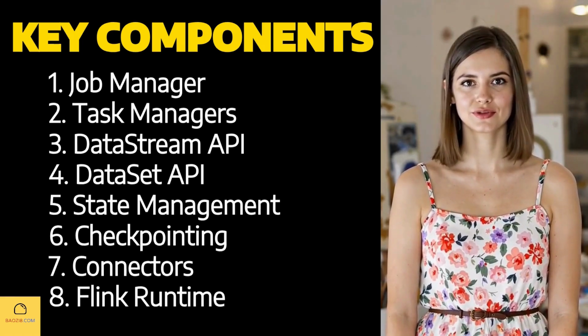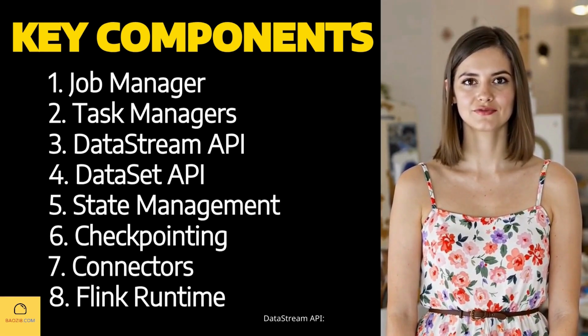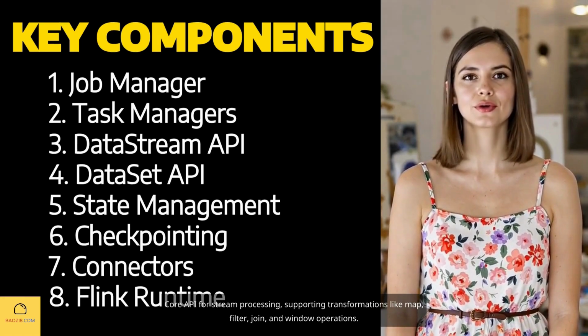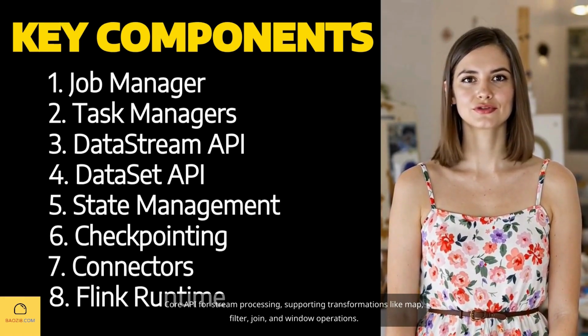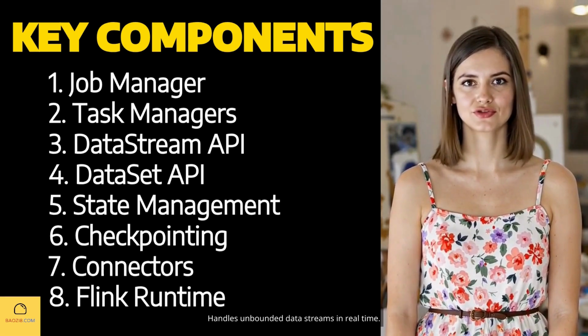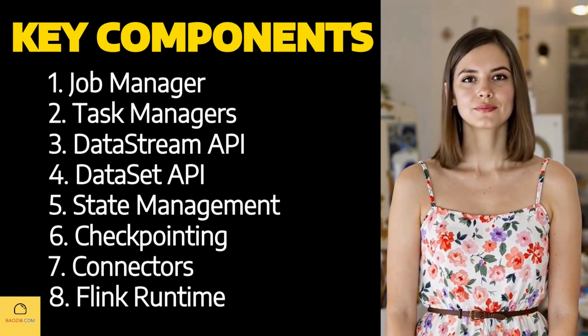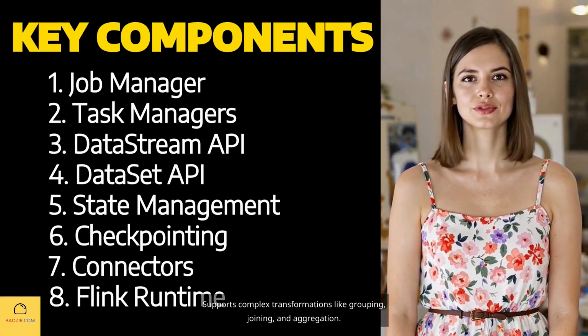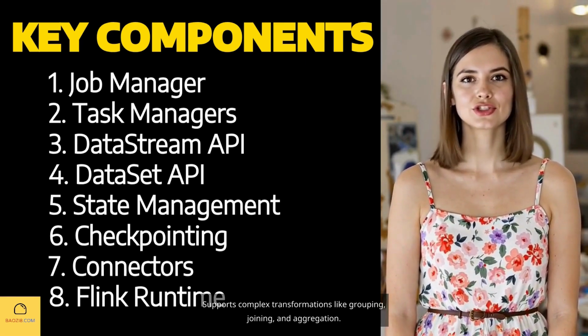3. Data Stream API, the core API for stream processing, supporting transformations like map, filter, join, and window operations. It handles unbounded data streams in real time. 4. Dataset API, the API for batch processing of static, bounded datasets. It supports complex transformations like grouping, joining, and aggregation.